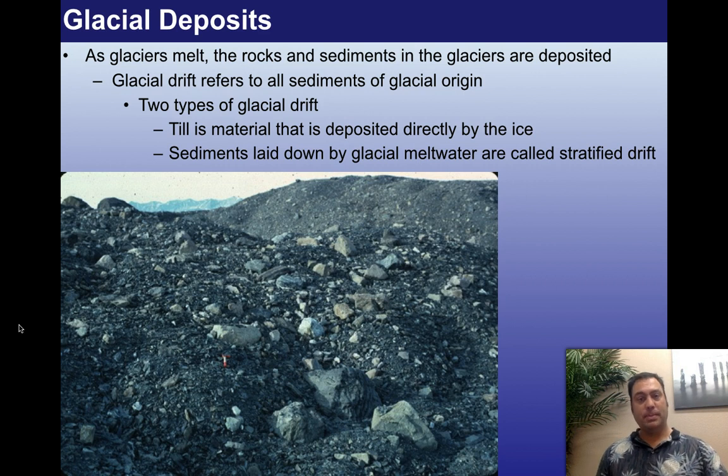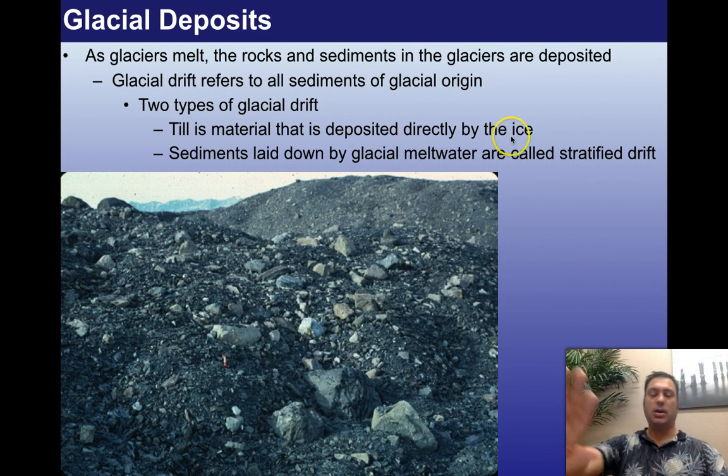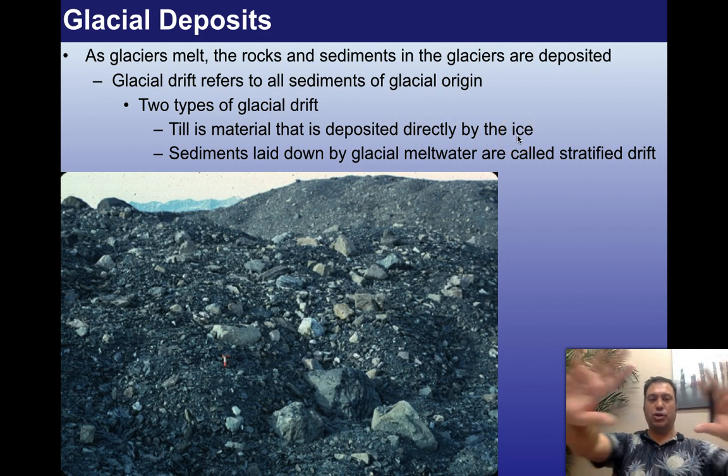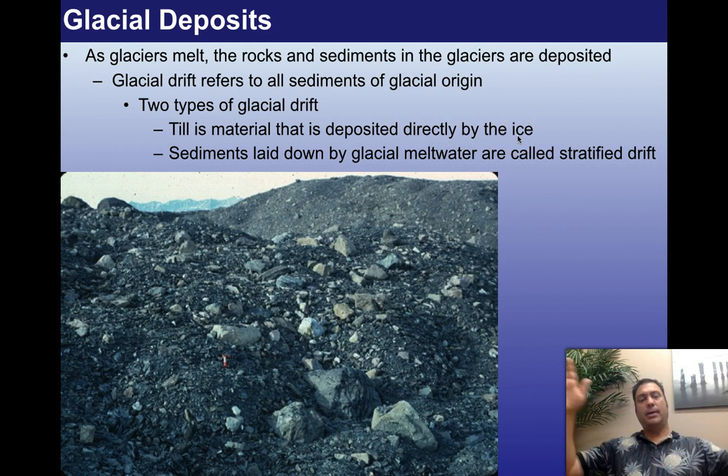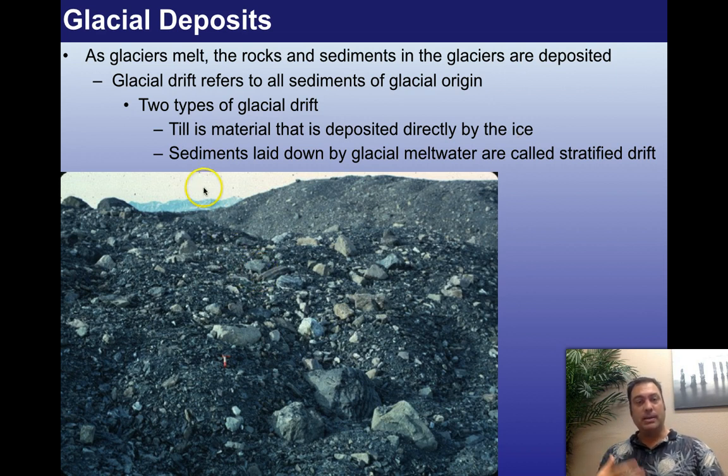One, directly deposited by the ice, right? The ice can bulldoze all that rock down into the valley and push it into a big pile, or pile it up onto the sides of the glacier. Another way is that as it's melting, the sediments that are suspended within the glacier can be moved out when it melts, right? So sediments laid down by glacial meltwater are called stratified drift. Stratified implying that they formed layers, right? This is clearly not a stratified drift. This is, in fact, a type of glacial drift that is called a till. This is a glacial till.